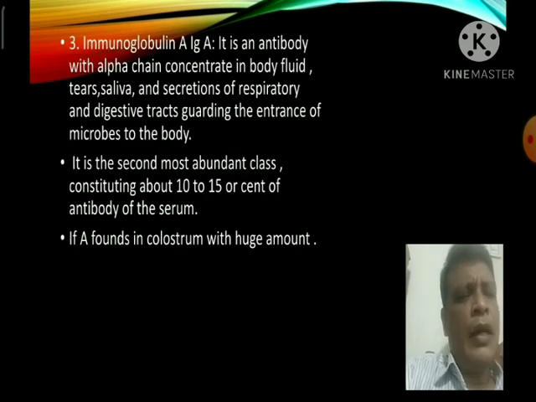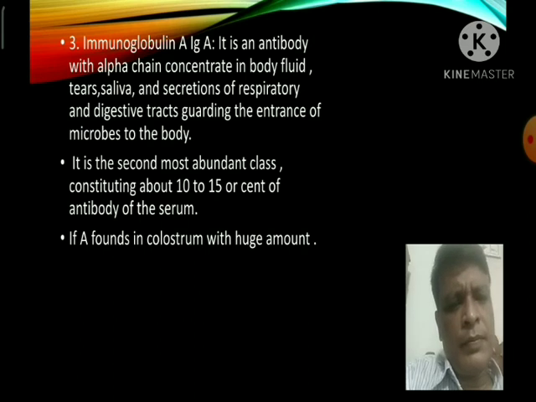Now the immunoglobulin A or IgA. It is an antibody with alpha chain concentrated in body fluids, tears, saliva, and secretions of the respiratory and digestive tract, guarding the entrance of microbes to the body. It is the second most abundant class, constituting about 10 to 15% of the antibody of the serum. IgA is found in colostrum in huge amounts.